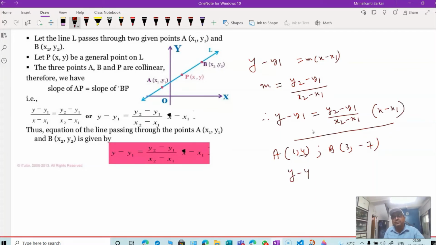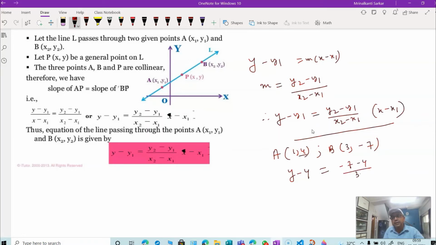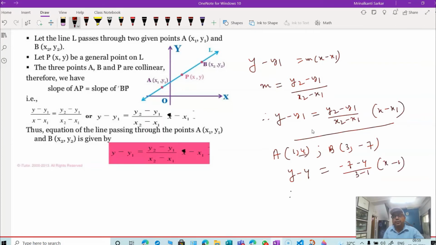This is y minus 4 equal to m, and m is minus 11 by 2, into x minus 1. Therefore, y minus 4 equal to minus 11 by 2 into x minus 1. That slope is minus 11 by 2 and the line is passing through the points (1, 4) and (3, minus 7).